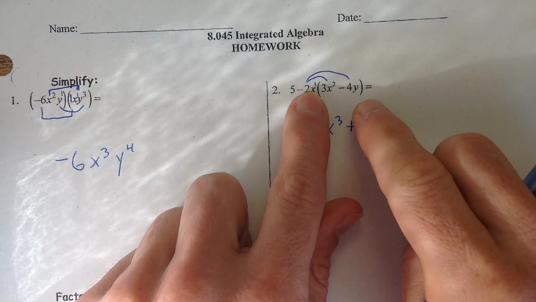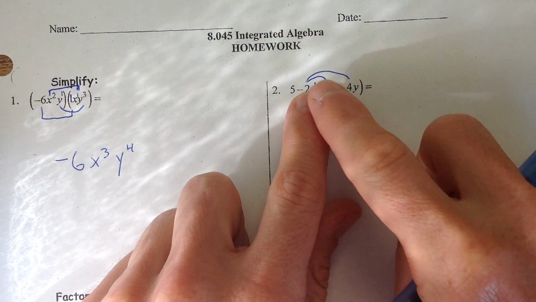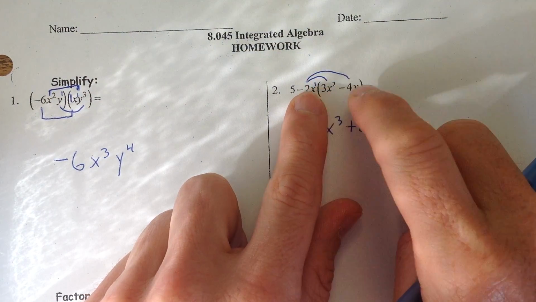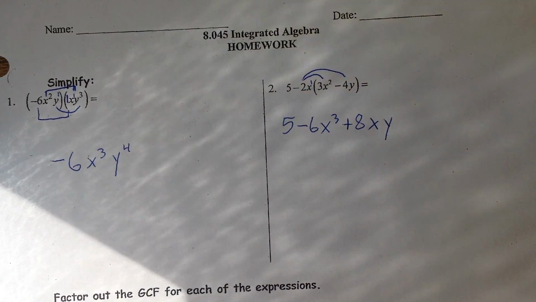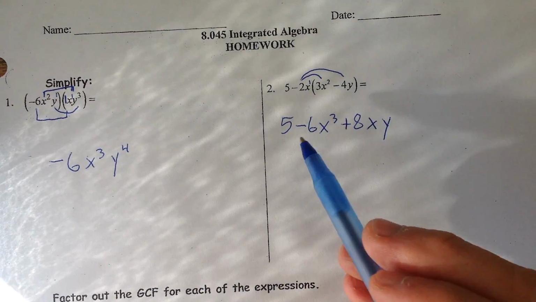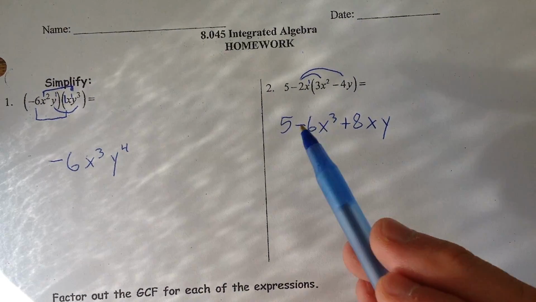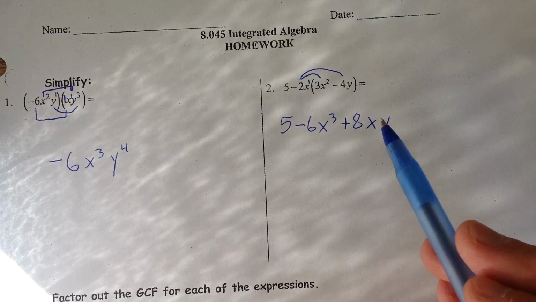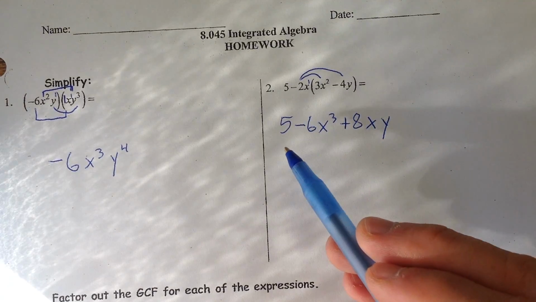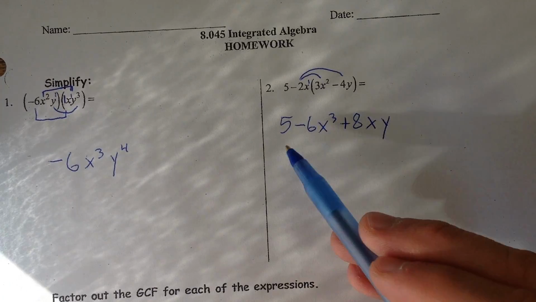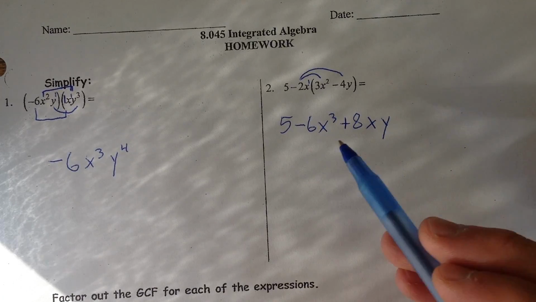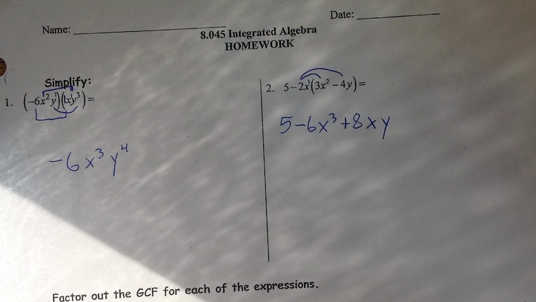And now here we have an x to the first and a y. There's no other x's to multiply with. There's no other y's to multiply with, so that'll just stay xy. Now on this one, we can't actually combine anything. A lot of times with these problems, you'll have to then combine like terms, but 5 can't be combined with any of these, x cubed can't be combined with these, and xy can't be combined. There's no like terms there, so we're done after that.